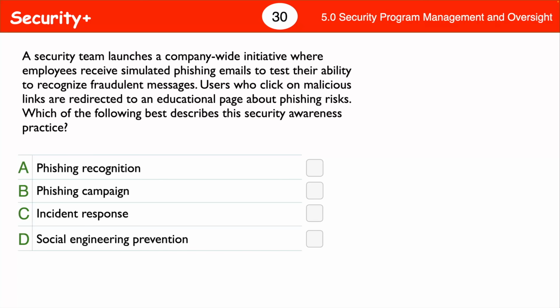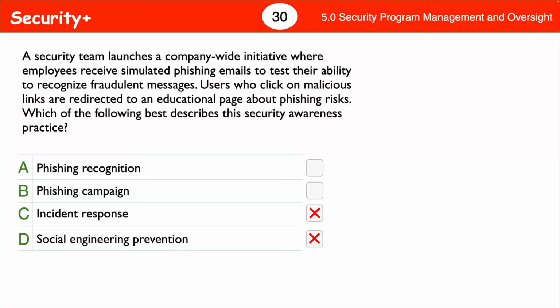Okay, let's go ahead and take a look at the key phrase here. The first one is going to be company-wide initiative. And the second is going to be simulated phishing emails. So let's go ahead and do the process of elimination. And we can start by eliminating D, social engineering prevention. Now, while the scenario specifically describes a phishing-focused activity, there is a much better answer for this. Next, we can eliminate C, incident response. Incident response deals with reacting to actual security events, and this scenario is a proactive awareness initiative.